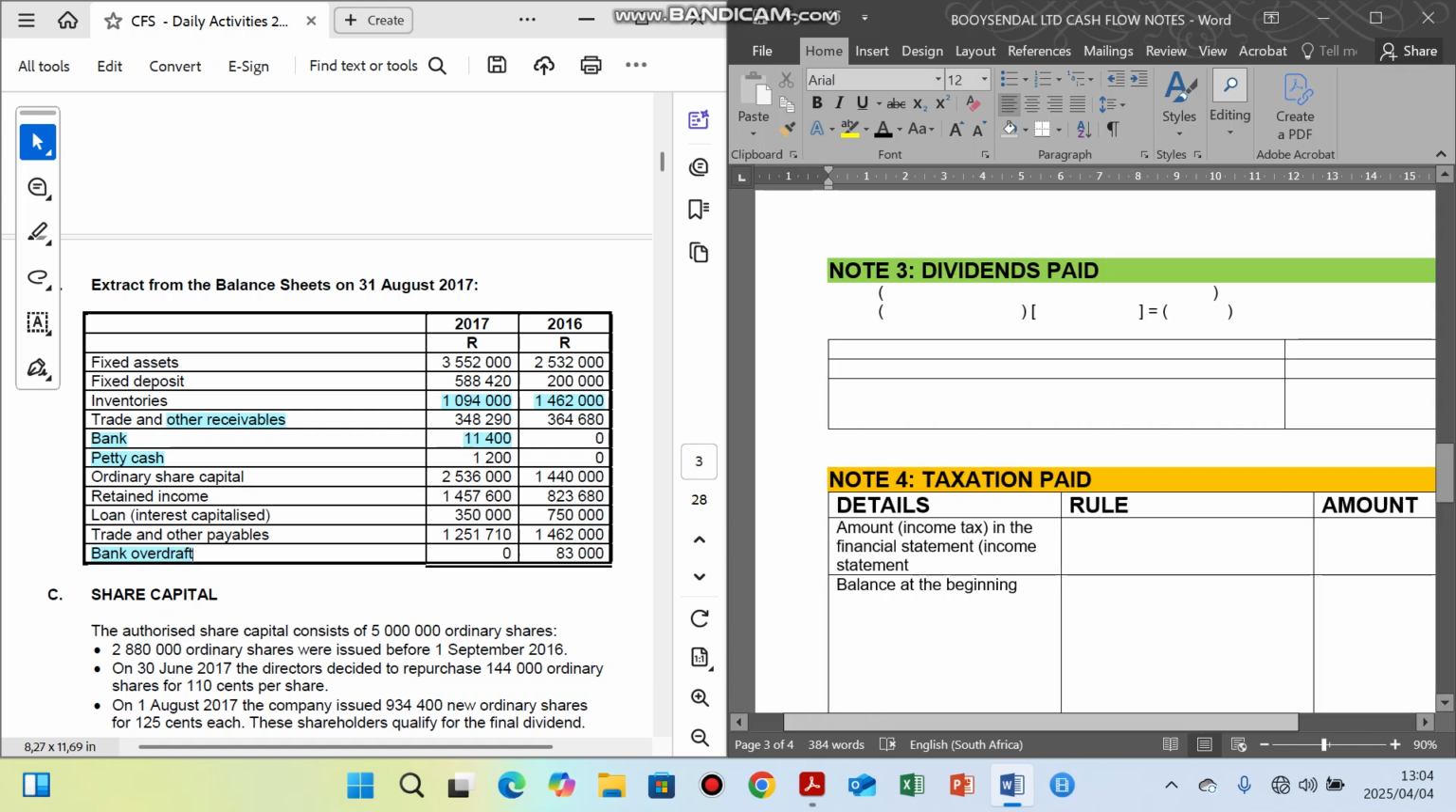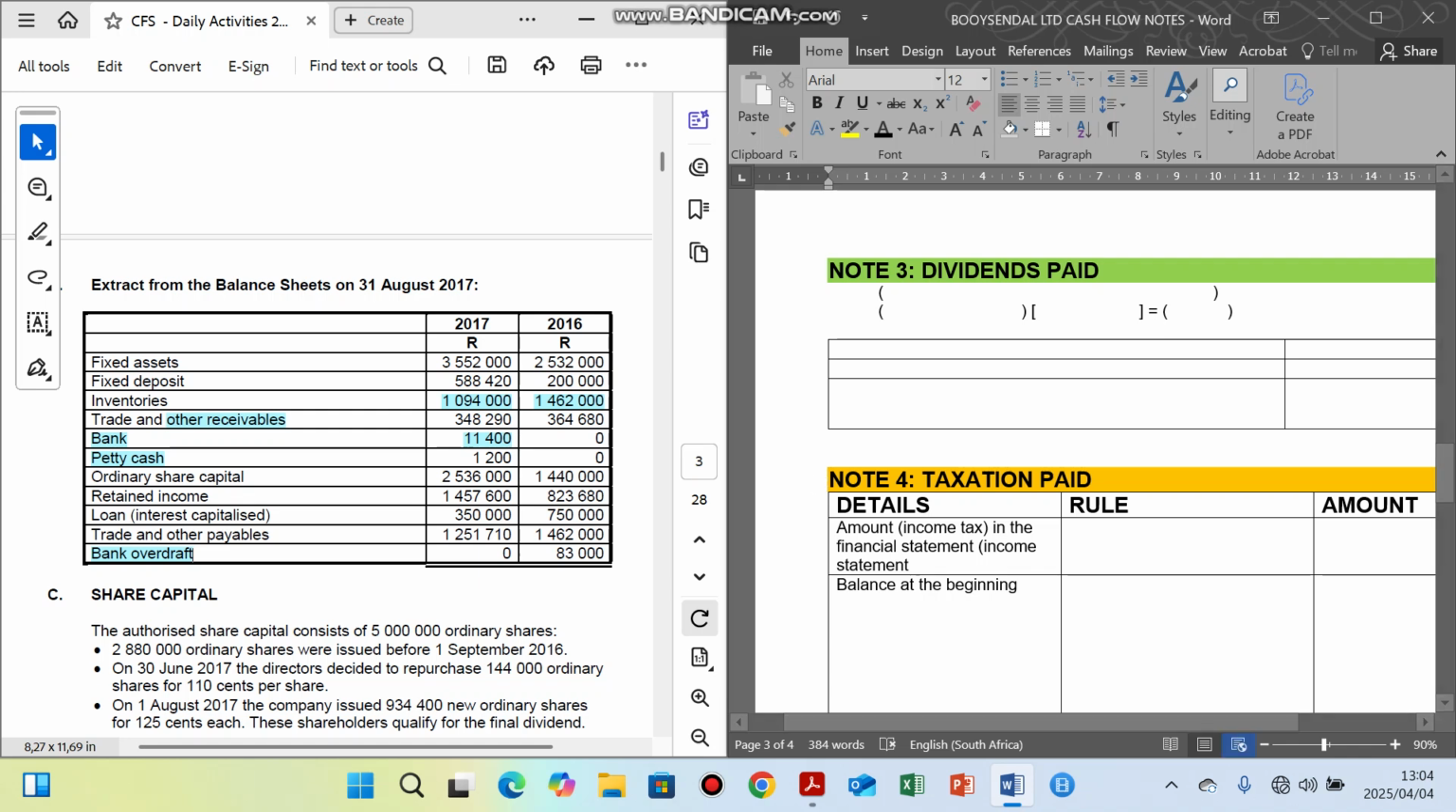Hello again, grade 12s. In this lesson, we'll be exploring the dividends paid and possibly the taxation paid. On the dividends paid, this one I always say is a straightforward one.